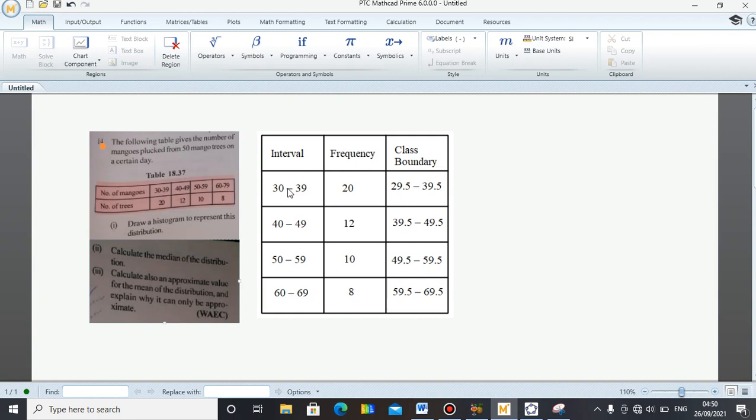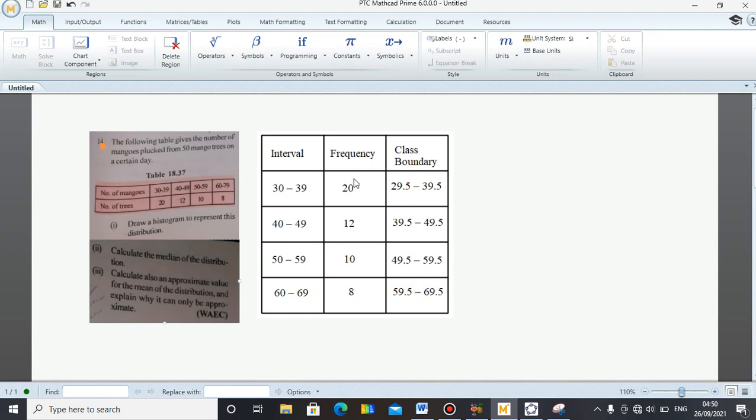we did on cumulative frequency curve. You subtract 0.5 from the lower class boundary, which is 30 minus 0.5, you will get 29.5. Then 39 plus 0.5, you get 39.5. So all the upper class boundary you add 0.5, then all the lower class boundary you subtract 0.5. That's how we got this result.